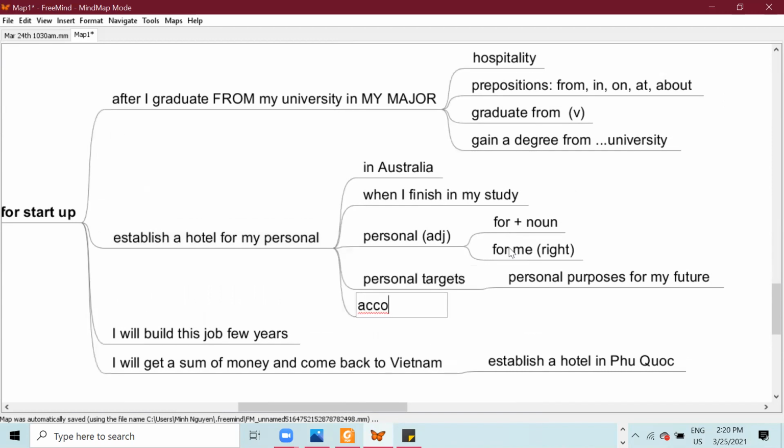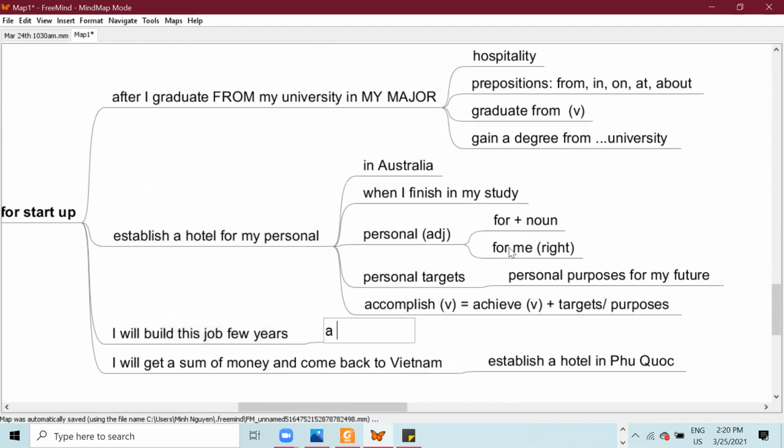So here I can show you some words to go with target and purpose. The first one is accomplish, and the second one is achieve. Achieve what? Achieve targets or achieve purposes. And we build this job. Oh yeah, please pay attention.